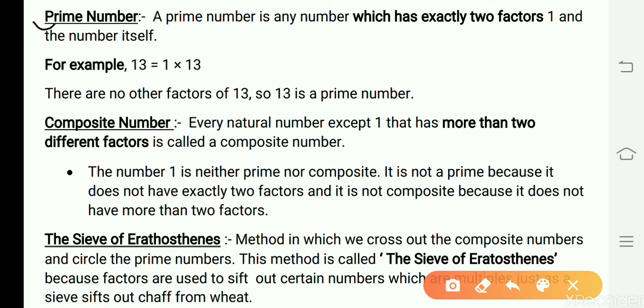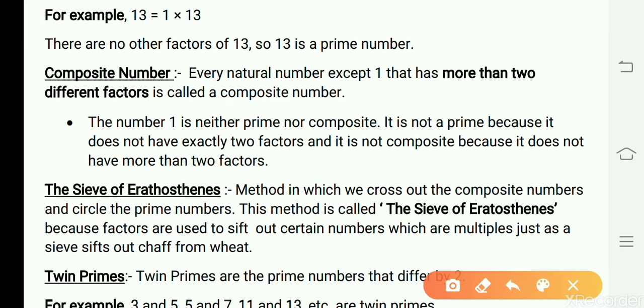Next is prime number. A prime number is any number which has exactly two factors, one and the number itself. For example, 13 = 1 × 13. There are no other factors of 13. So 13 is a prime number.